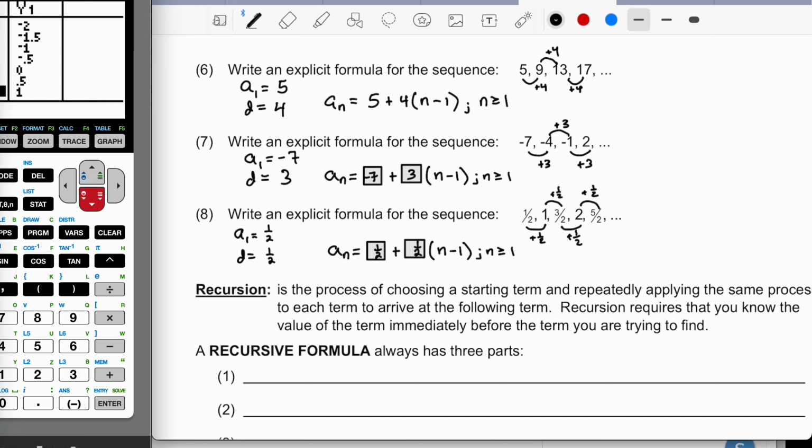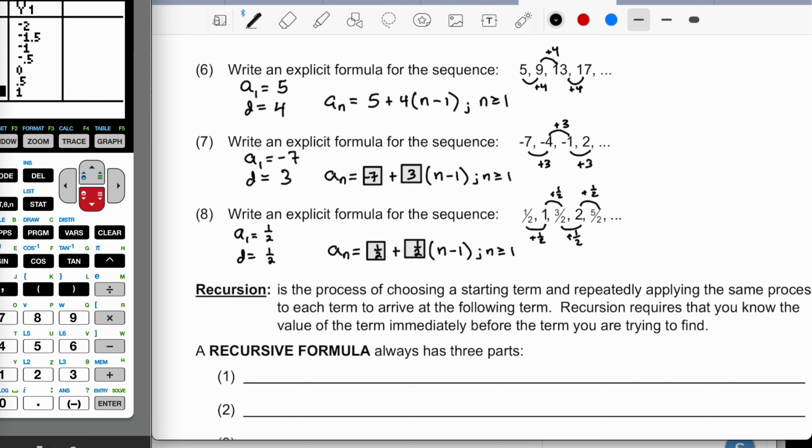All right. You got a blurb about something called recursion. Recursion is the process of choosing a starting term and repeatedly applying the same process to each term to arrive at the following term. Recursion requires that you know the value of the term immediately before the term that you're trying to find. It's kind of a wordy explanation, but I don't know that it tells us much in terms of process. It tells us a little bit more in terms of theory.